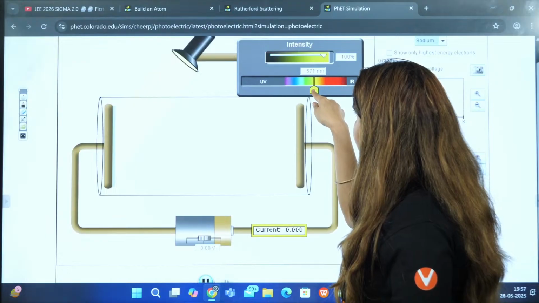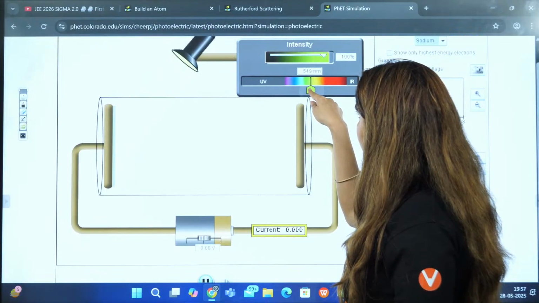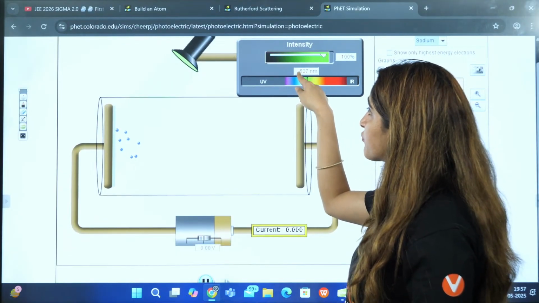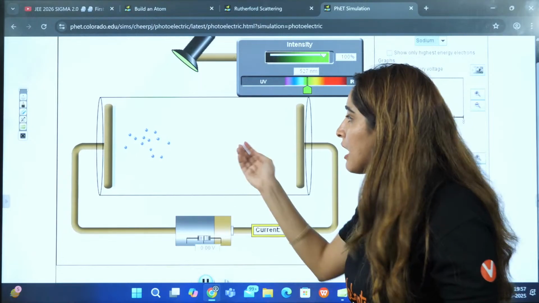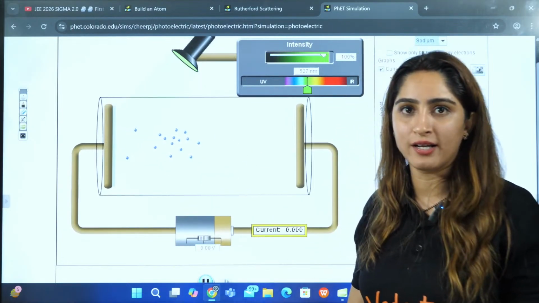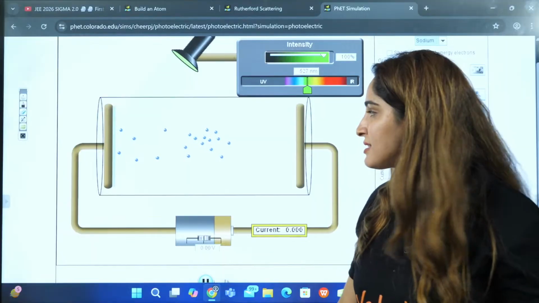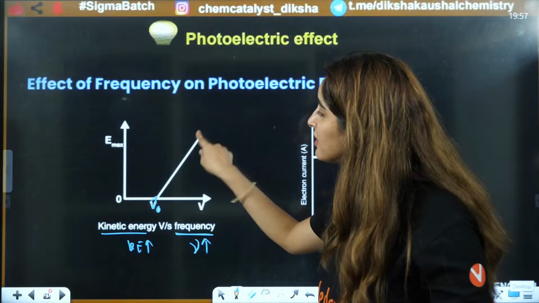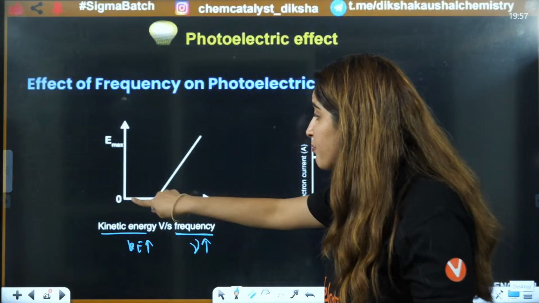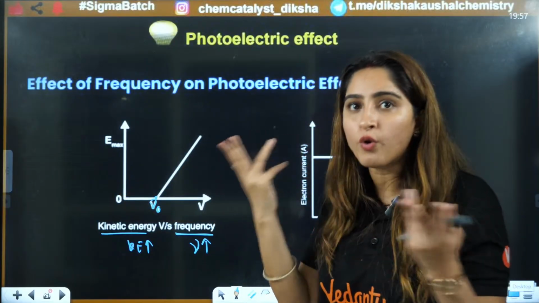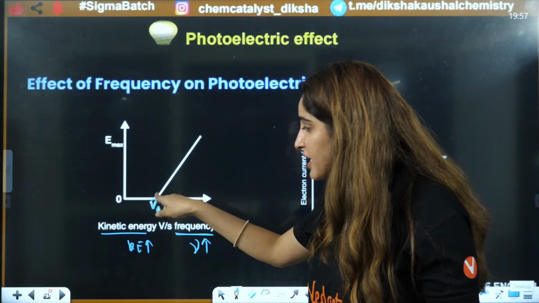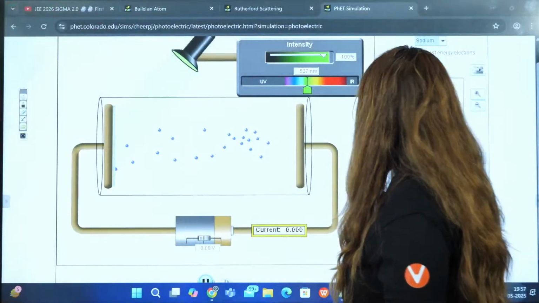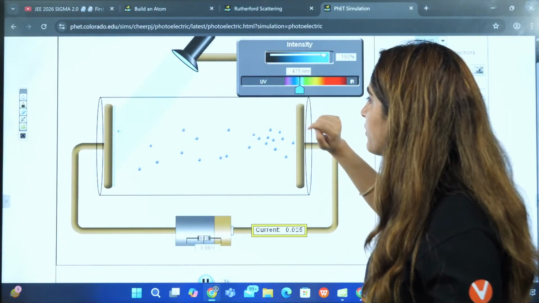Now, as I'm increasing the frequency, there will be one point. Oh, this is that point. This 527 nanometer is the point where electrons are being ejected. That means we have achieved the minimum frequency. That's why while drawing the graph, we start with the minimum frequency, because before that there is no ejection, there is zero kinetic energy. But after we achieve this minimum frequency, the kinetic energy will start increasing as we increase the frequency.